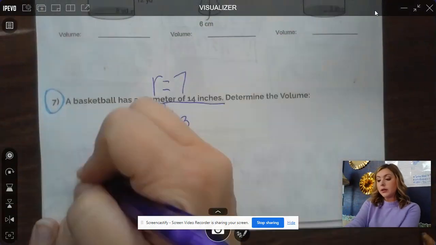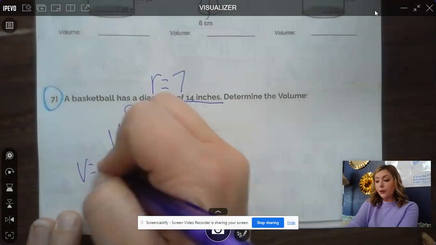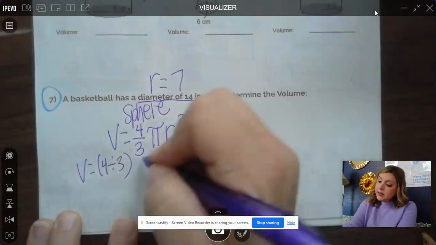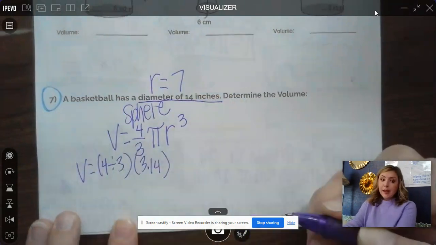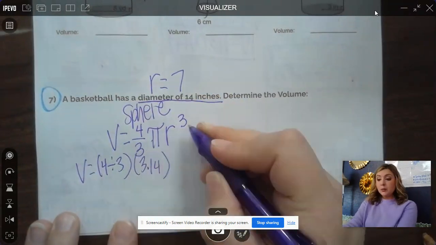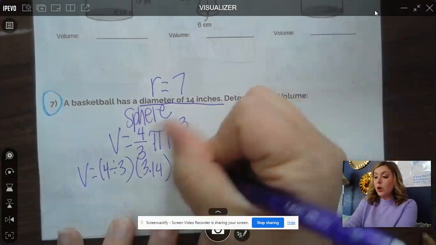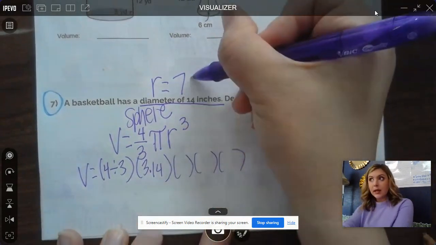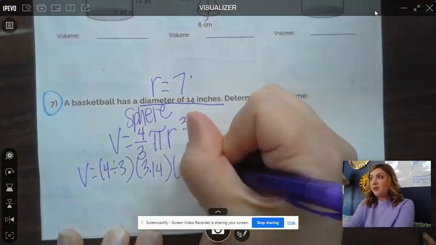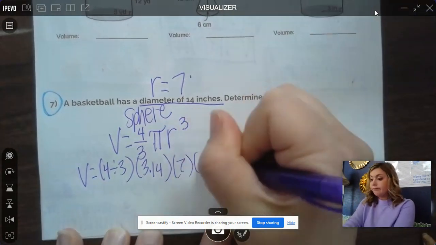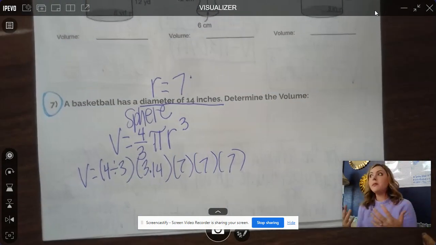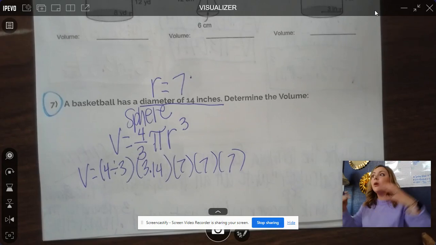I'm going to go do my calculator step and say that volume would equal 4 divided by 3 times 3.14. Then it's going to say radius cubed. So that is literally going to be radius times radius times radius. What was the radius of this basketball again? So I'm just going to fill in what? 7, 7, 7. That simple.